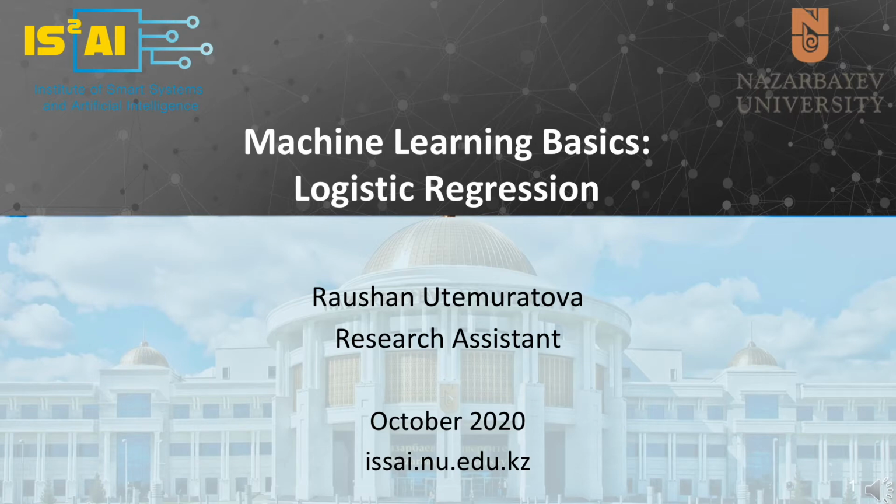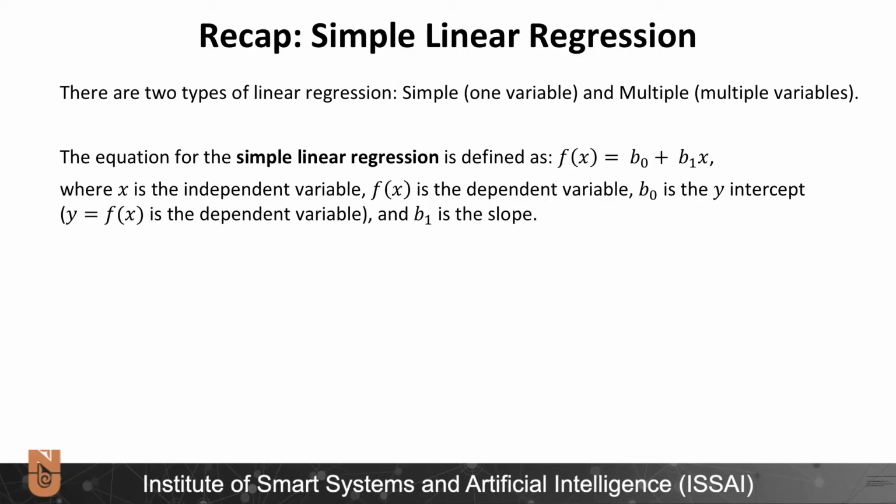Today, I'm going to talk about machine learning basics, logistic regression. Before we start talking about logistic regression, let's recap linear regression. There are two types of linear regression: simple, one variable, and multiple variables. The equation for the simple linear regression is defined as f of x is equal to b0 plus b1x.